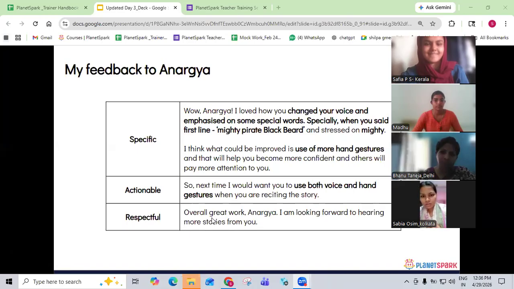Sabia, sorry, I was not able to see because I asked Safia to read it. Sabia, okay, you have done the first part. Very good. Now, Safia, you can read the respectful part, please.